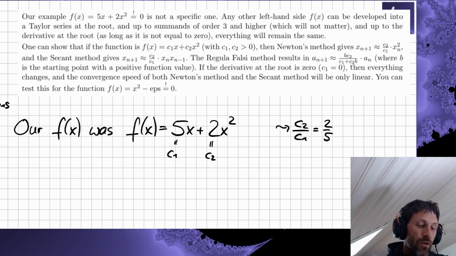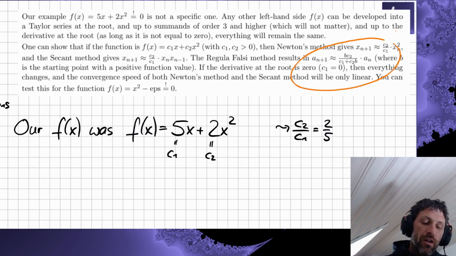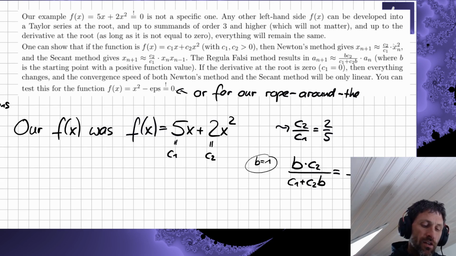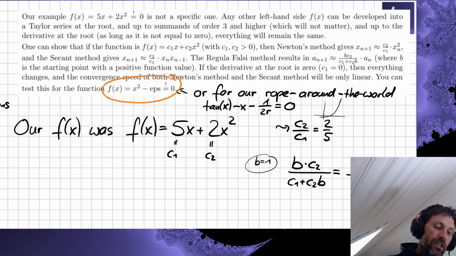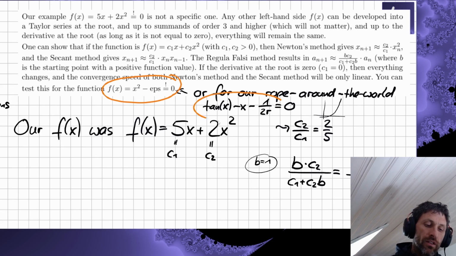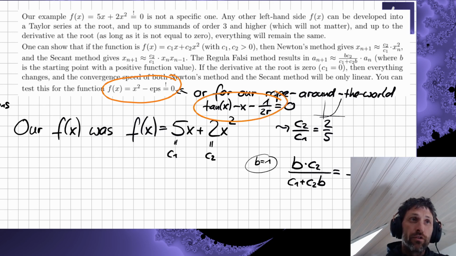So this is our analysis, and if you want to check if it fits our analysis here, I told you why it is completely correct. And the function I mentioned here, we also already saw, this was the rope around the world in the tangent version.